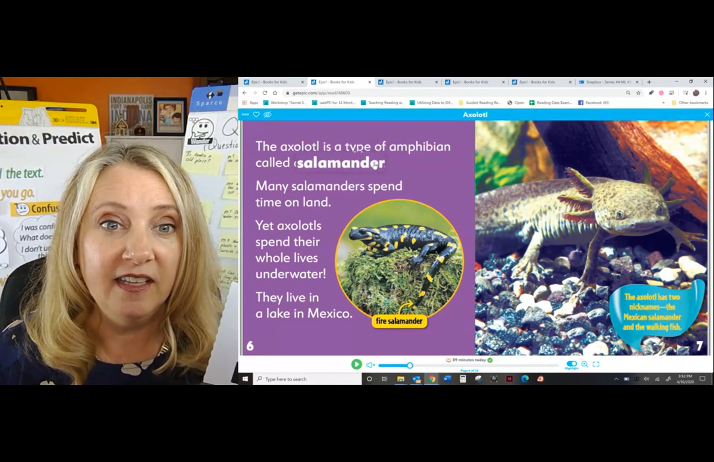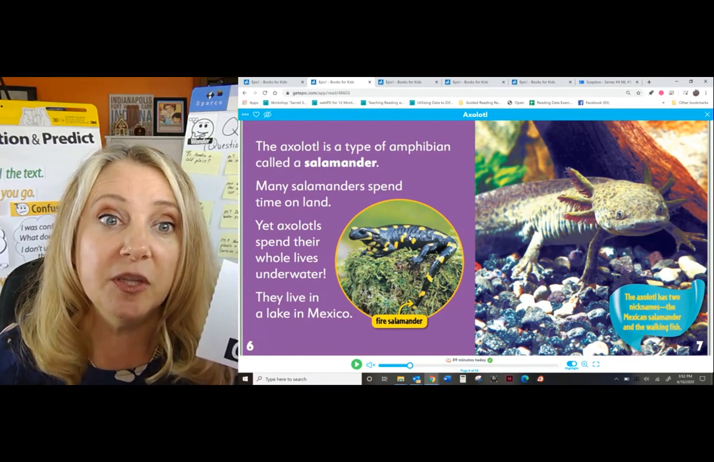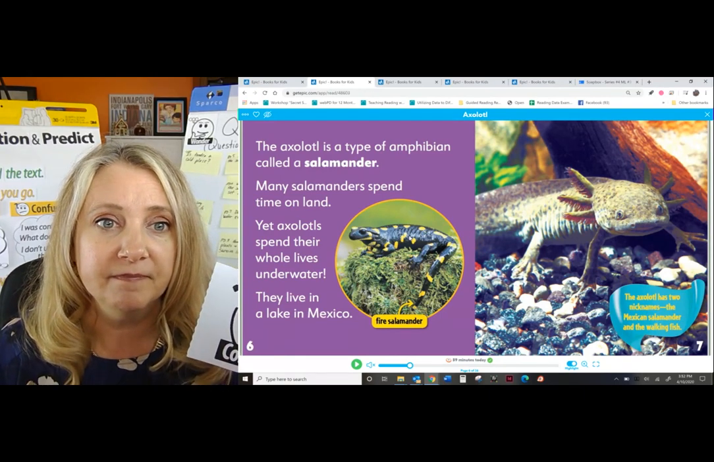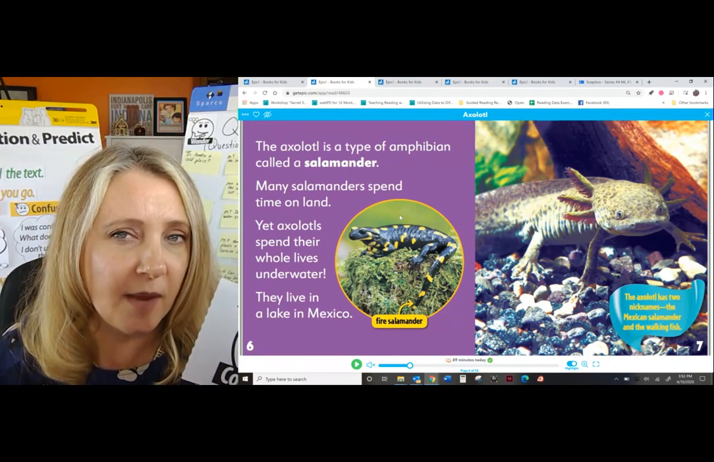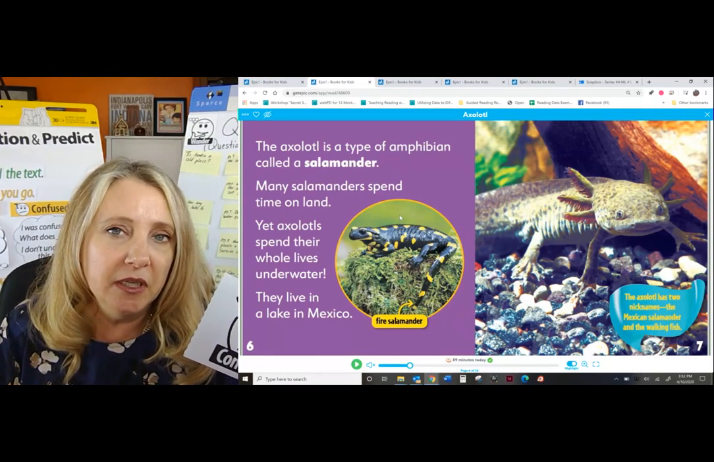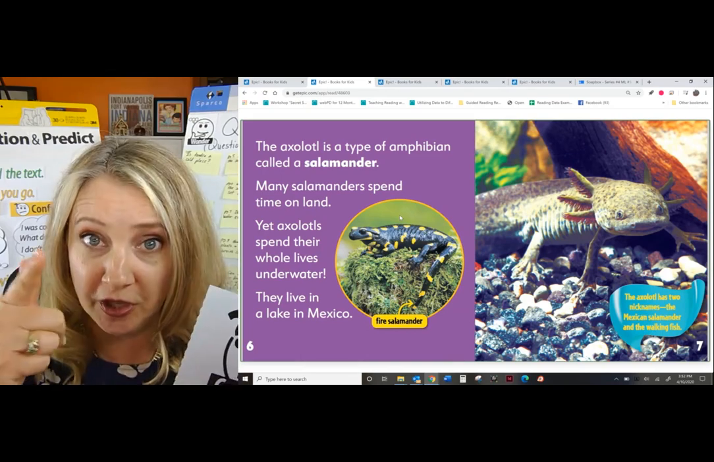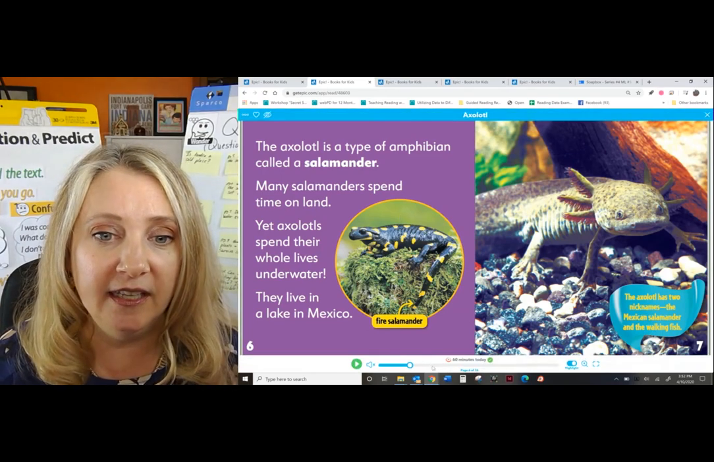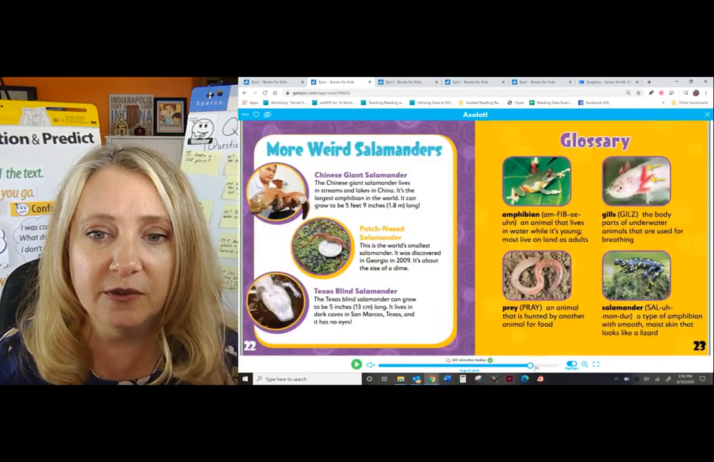Salamander? So did you check the text feature, the picture? Here's a picture of one. Salamander. But do we really know? We could say it's some sort of animal, kind of like a lizard, but where would we go if we wanted to help ourselves? To the glossary? You got it. Let's go. When we're confused, we should go to the glossary.